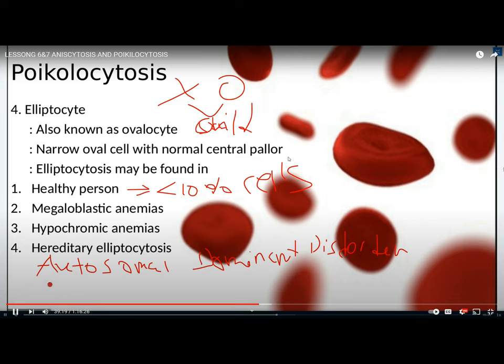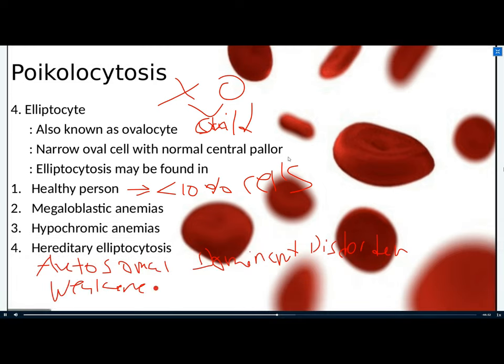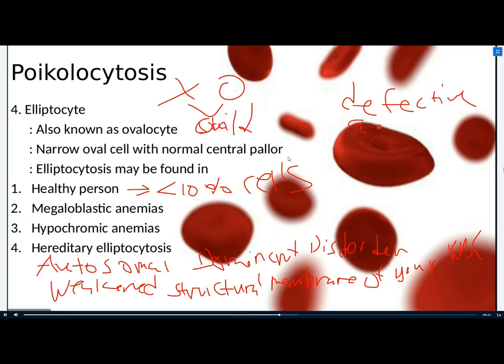The reason for this, class, is there is a weakened structural membrane of your RBC, caused by defective association of what composes your RBC membrane. Ano nagko-compose sa RBC membrane niya? Sige, tingnan natin kung naalala niya. What composes your RBC membrane, class? Tatlo yung parts ng RBC membrane niya.